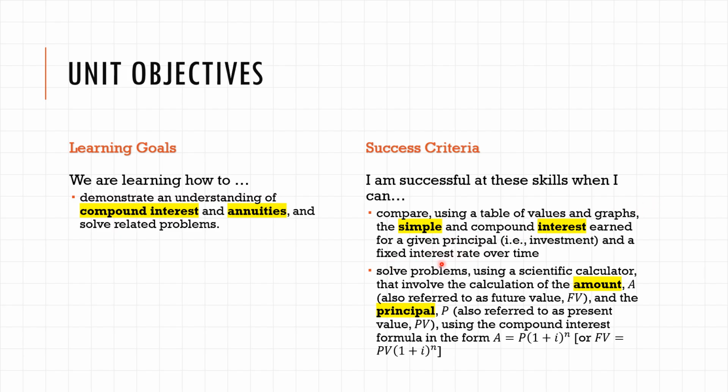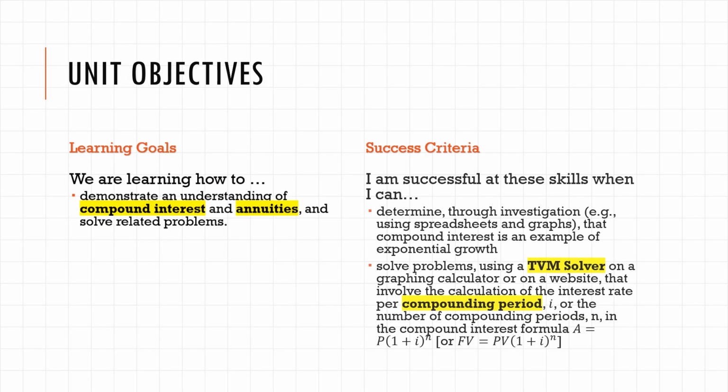Then you should be able to solve problems that involve the calculation of the future value or amount of an investment, that is, where you're given the principal or the initial value, and using the compound interest formula. That's given to you right here. You should also be able to determine that compound interest is actually an example of exponential growth, and then solve problems using something called a TVM solver that involve calculating the interest rate and the term or the number of compounding periods in that very same formula.